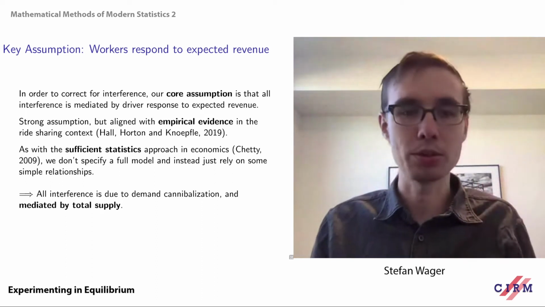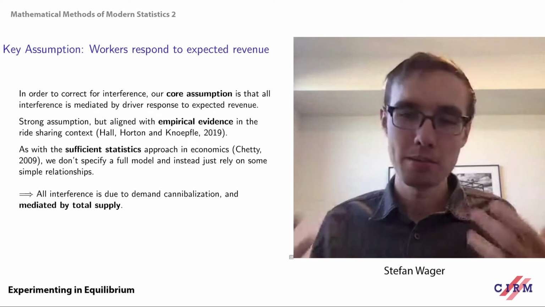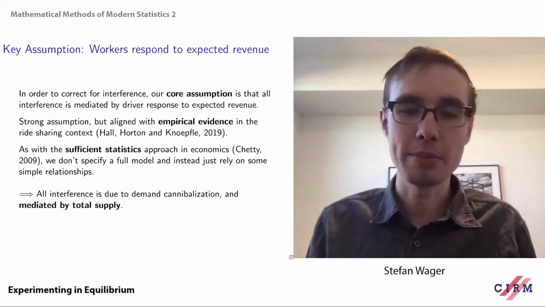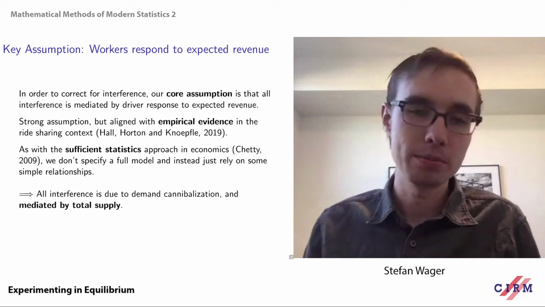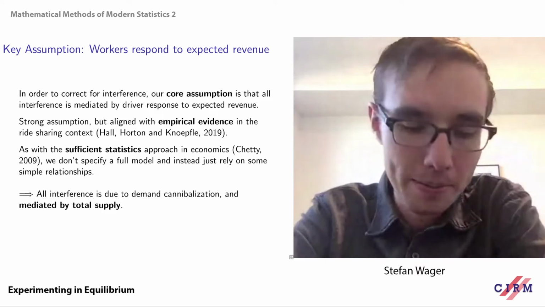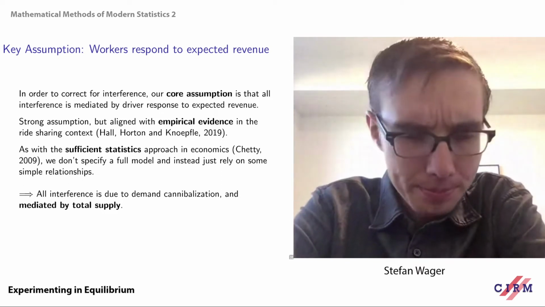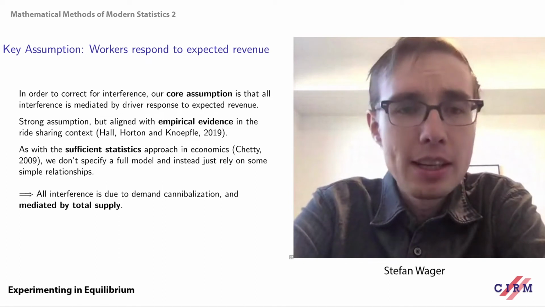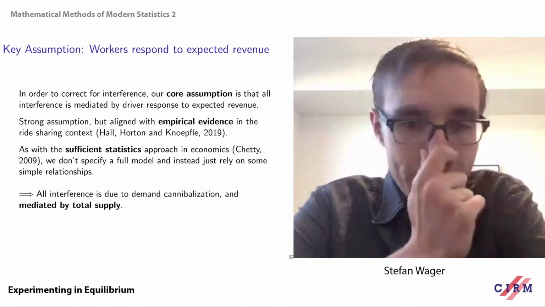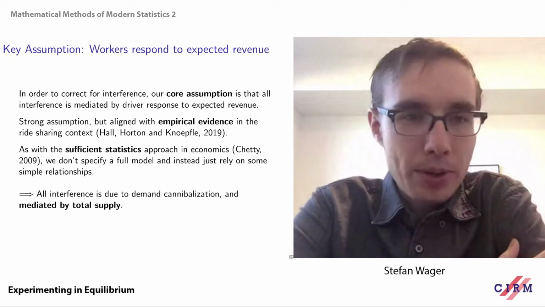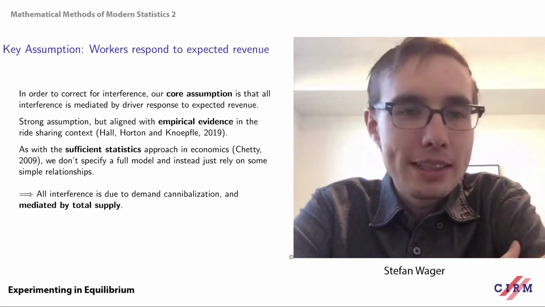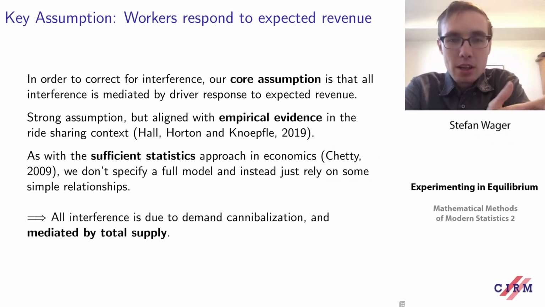It's all mediated by the total supply, because total supply modulates the probability of being able to serve a unit of demand given that you join the marketplace. So this gives us a lot of structure we can work with. I should also note that this is, of course, a strong assumption, but at least in the ride-sharing context, which is a leading example for applications of this type, it seems to be reasonably well aligned with empirical evidence.